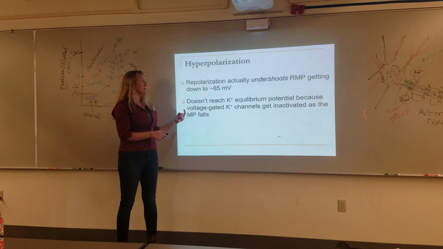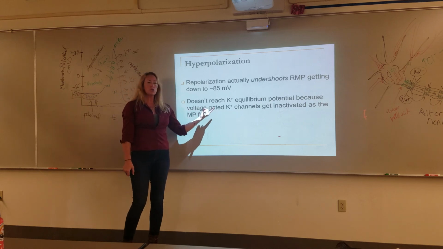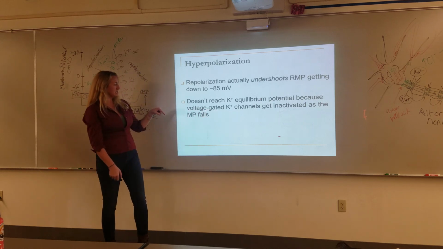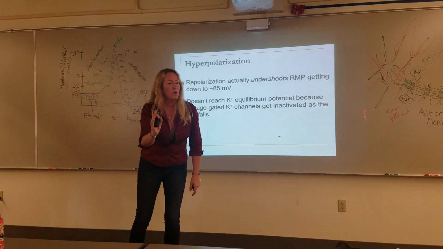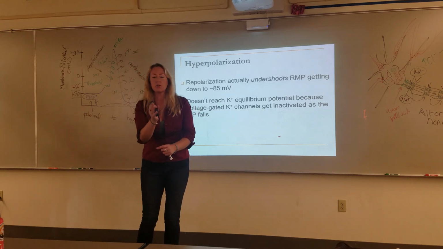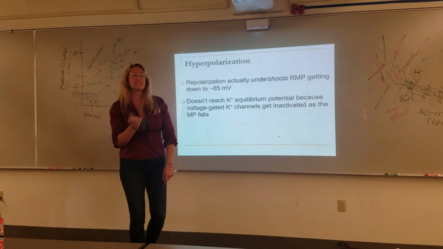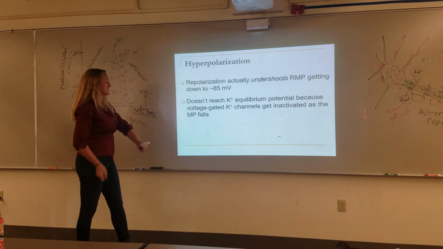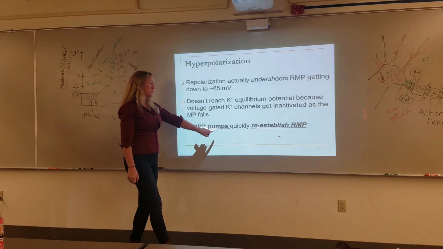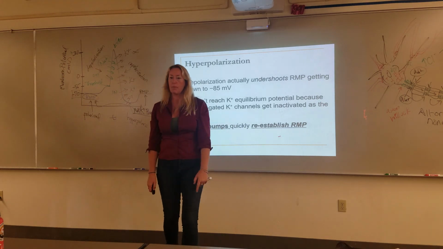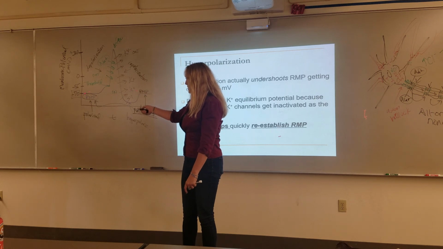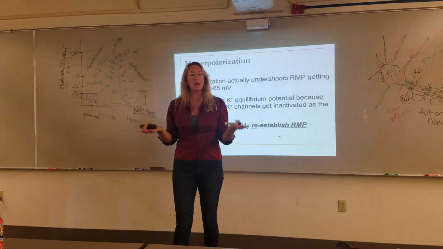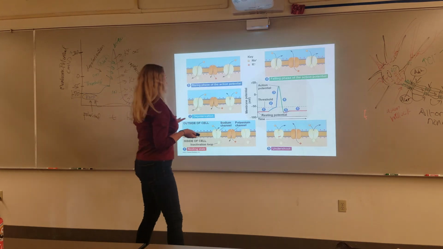It doesn't reach potassium equilibrium potential because voltage-gated potassium channels get inactivated as the membrane potential falls. So as they're falling and getting to lower charge voltages, they start shutting. So it doesn't get all the way quite to the minus 90. NaK pumps are the ones that quickly reestablish membrane potential. So where do the NaK pumps come in handy? Here and here. They are maintaining the neuron sitting at rest where it likes to be.